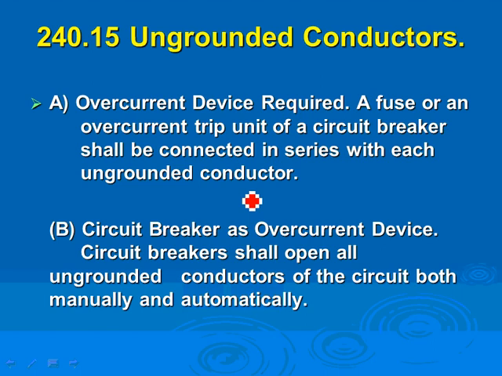Ungrounded conductors must have an overcurrent protection device tied to them at the point where they get their power. A circuit breaker, as an overcurrent protection device, shall open all ungrounded conductors manually and automatically. Fuses don't have to. Fuses don't have to open phase A, phase B, phase C simultaneously. Circuit breakers do.